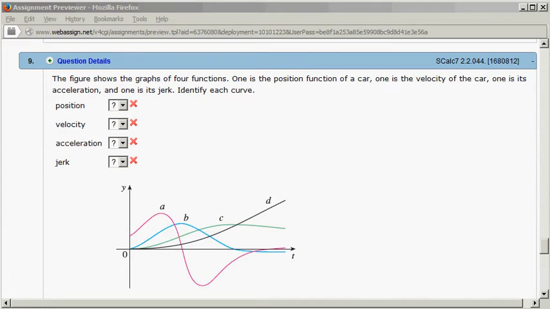All right, let's look at homework 2.2, problem number 9. So we have the graph of a position function, velocity function, acceleration function, and a jerk function, and we have to identify those guys. All right, so let's do that.